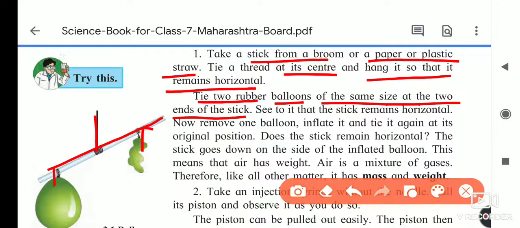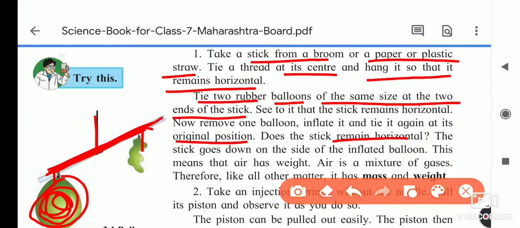Now remove one balloon, inflate it and tie it again at its original position. One side has the inflated balloon, and on the other side there is only an uninflated balloon. Does the stick remain horizontal? If you see the picture in the page, the horizontal position is not seen in the experiment. The stick slants on the side of the inflated balloon. We will see the experiment.